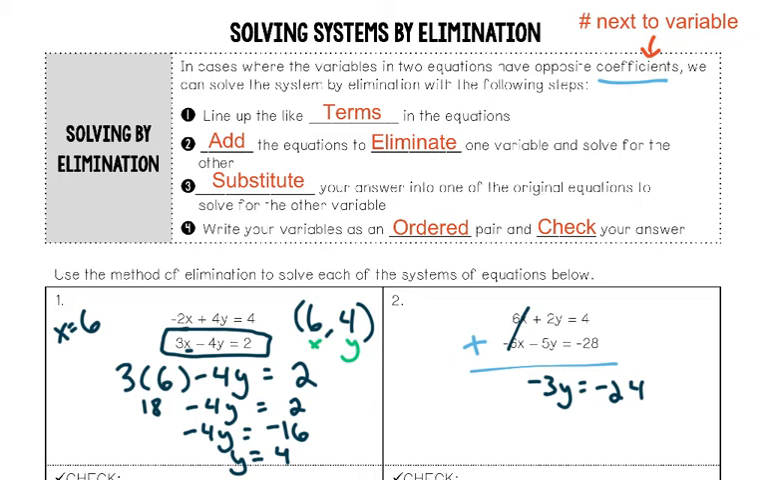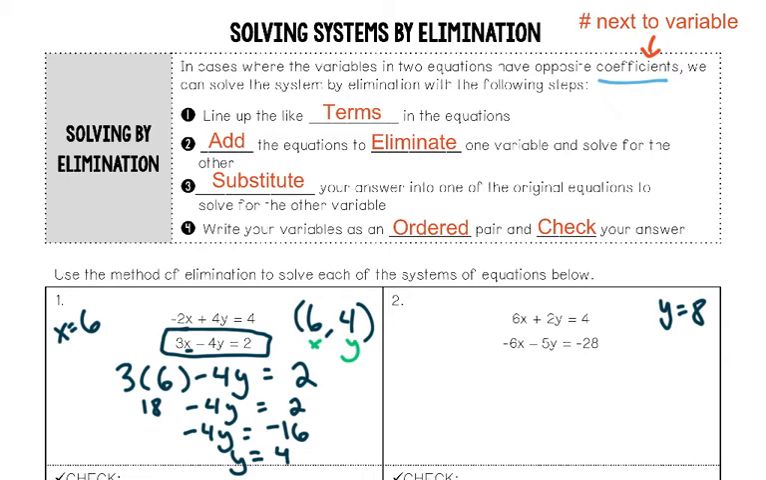When I have a one-step equation written like this, I need to realize that since it's negative 3 next to a y, that means it's multiplying. It's negative 3 times that number equals negative 24. The opposite of times negative 3 is to divide by negative 3. So I'm going to divide both sides by negative 3, and I'm going to end up with y equals 8.